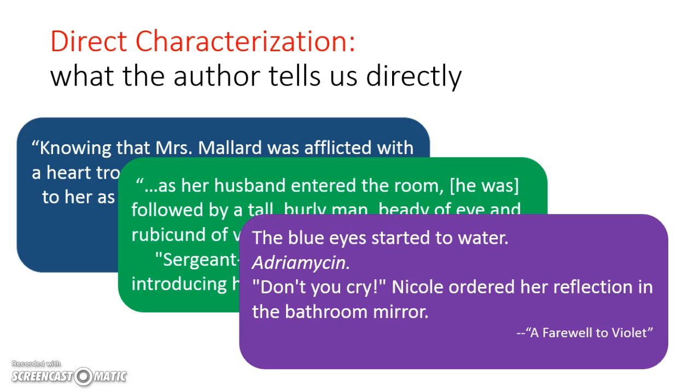Our third example is from A Farewell to Violet. Again, right in the beginning of the story, we have "blue eyes started to water. 'Adria, my son, don't you cry,' Nicole ordered her reflection in the bathroom mirror." Right off the bat, the author's telling you something about Nicole's appearance. We know now that she has blue eyes. This is a character trait, and it's directly stated and given to us, the readers, in the story by the author.